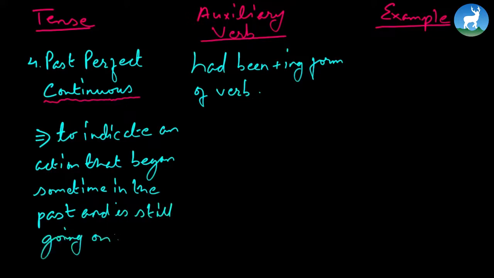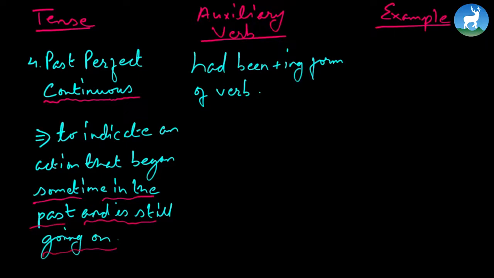See, past perfect continuous is used to indicate an action that began sometime in the past. So some action had begun somewhere in the past. But you know what? It is not over. It has not been completed. The action still continues and is still going on. See, it began sometime in the past and is still going on. So its auxiliary is had been plus ing form of verb.